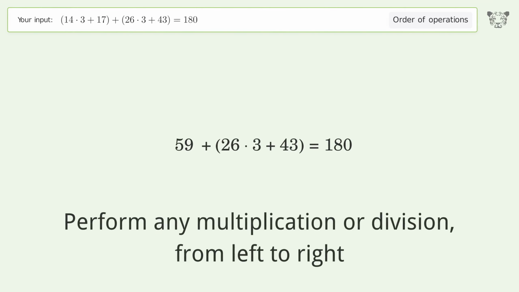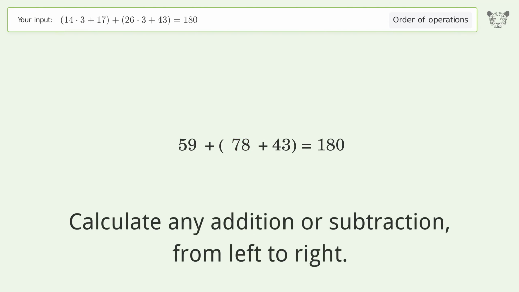Perform any multiplication or division, from left to right. 26 times 3 equals 78. Calculate any addition or subtraction, from left to right. 78 plus 43 equals 121.